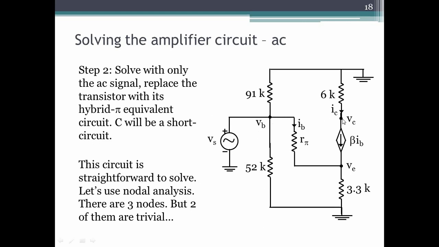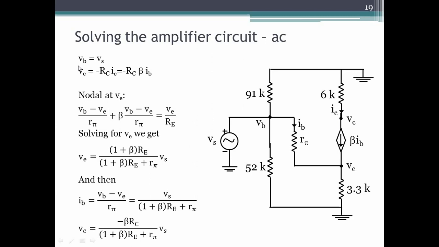This node has a current source and a resistor, so this node voltage can be written very straightforwardly because you know the current flowing through this resistor. So that's what we do here. VB is Vs. VC, this voltage, is minus RC times IC. RC is, by the way, this 6K resistor, and IC is beta IB. So you get minus RC beta IB, and we'll leave it at that. We'll come back to this.